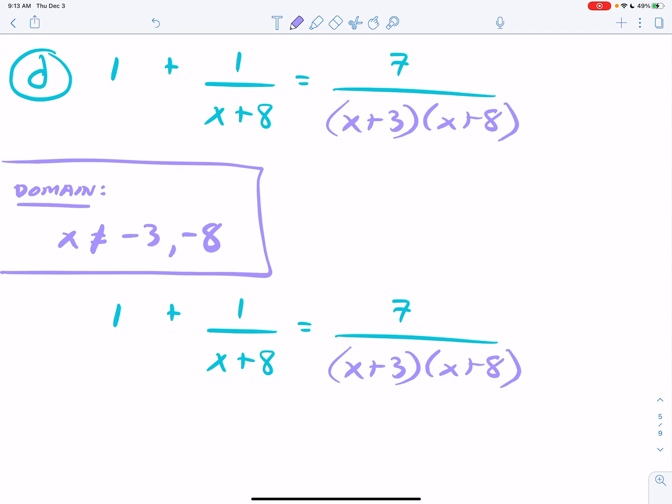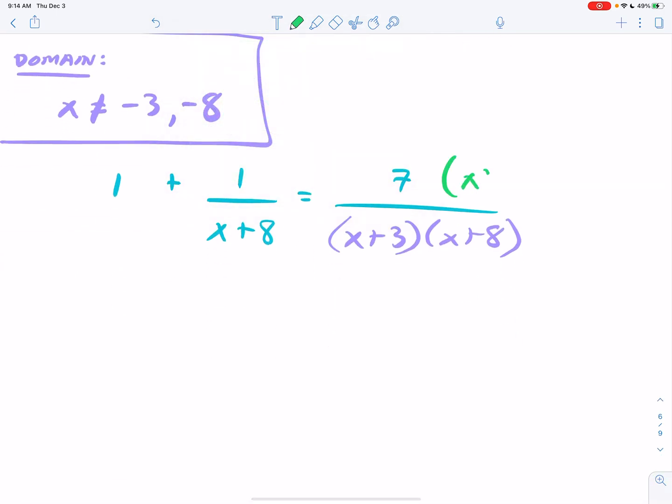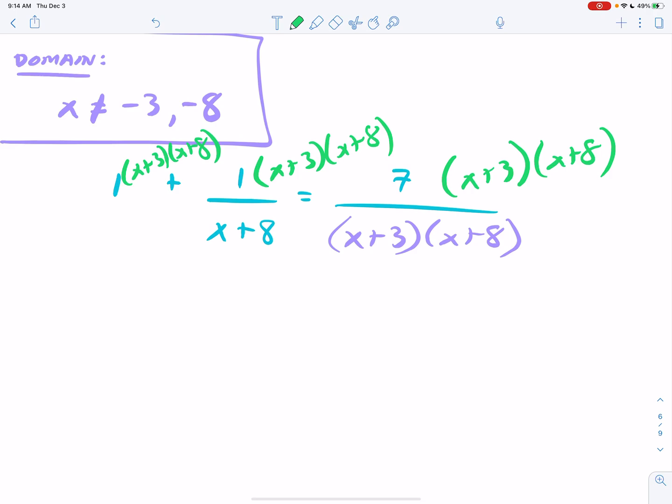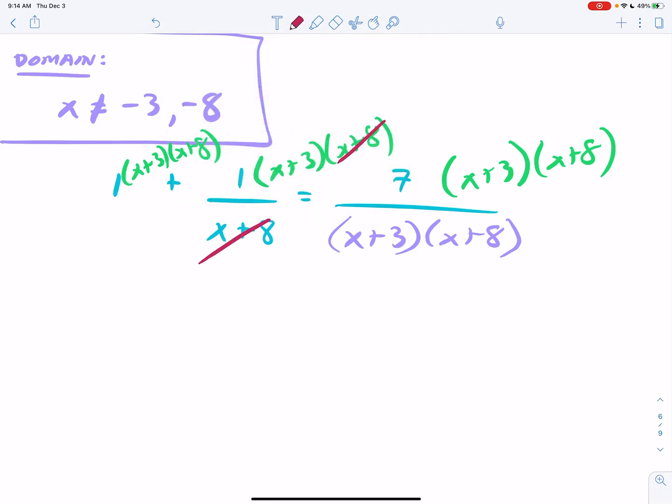Okay, so here we go. Let's go ahead and get rid of our fractions. So x plus 3, x plus 8. I'm going to multiply that everywhere. Okay, so x plus 8 will cancel out in the middle here. Both x plus 3 and x plus 8 will reduce out. I have 1 times x plus 3 times x plus 8 plus 1 times x plus 3 equals 7.